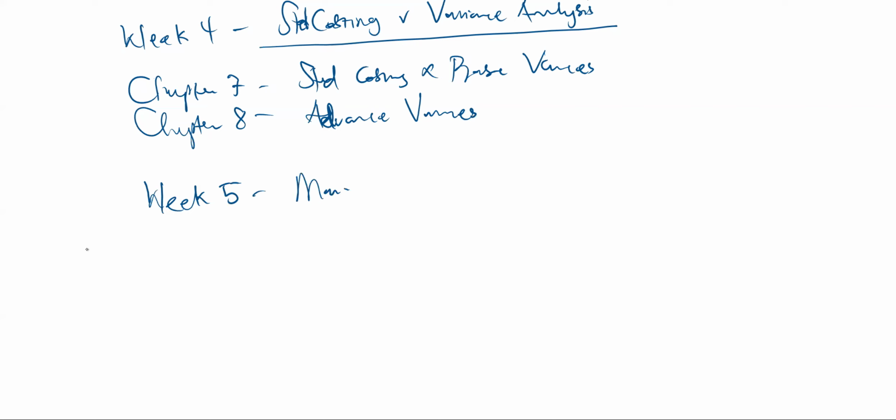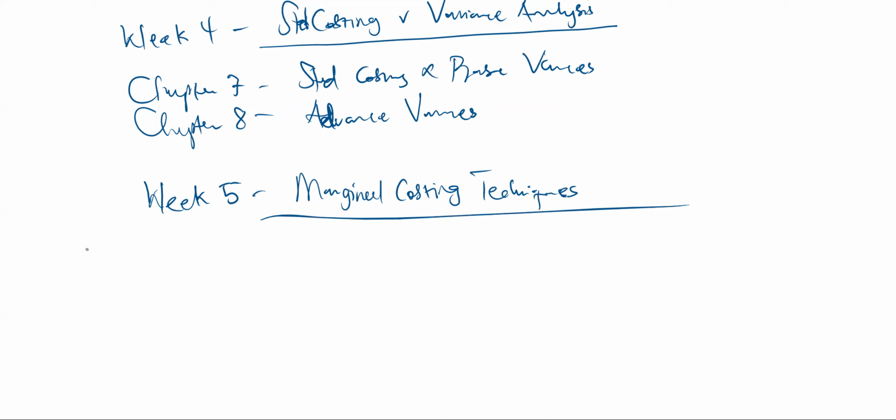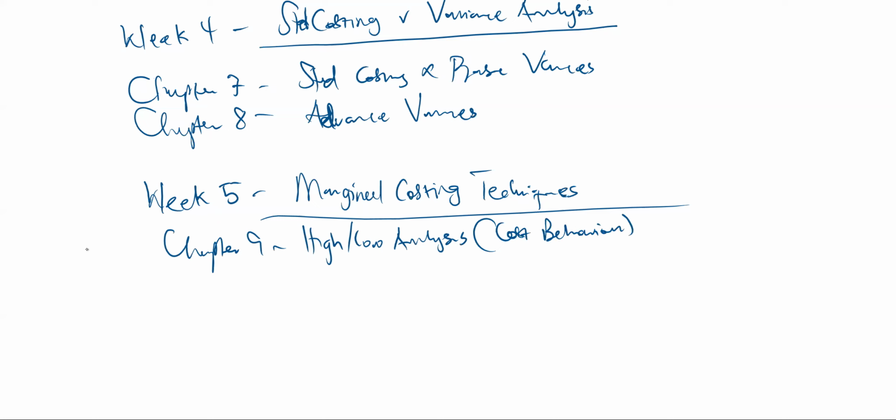Week 5 is where we deal with marginal costing techniques, right? Though we would have learned marginal costing before as part of the costing. We are going to learn marginal costing techniques, and they are very important for decision making. So this is where decision making starts. We are going to dive into chapter 9, and here we do high-low analysis, right? I will put cost behavior here because when you don't understand cost behavior, you cannot do high-low, right?